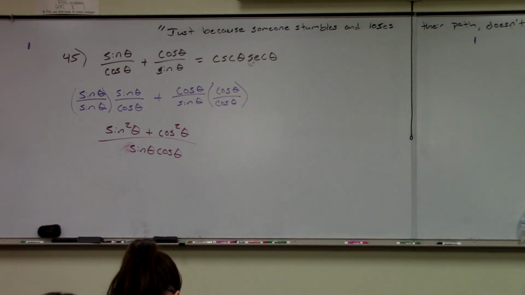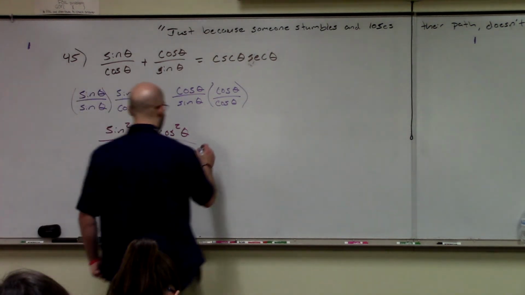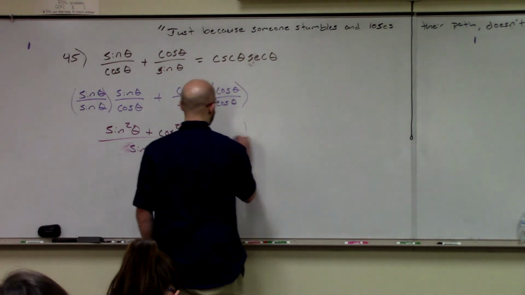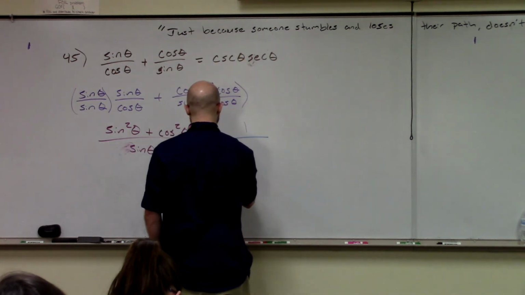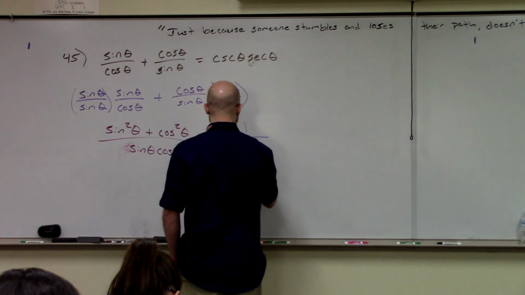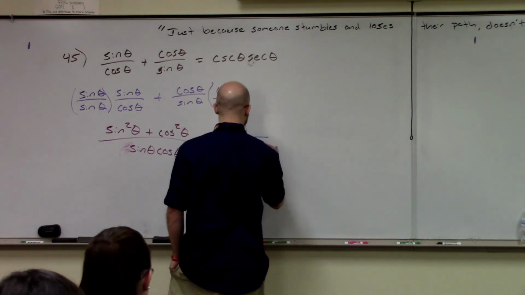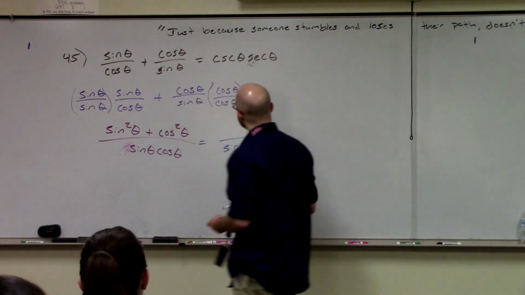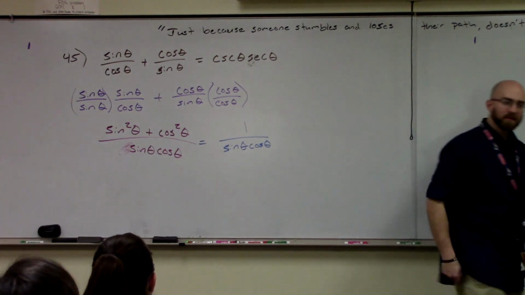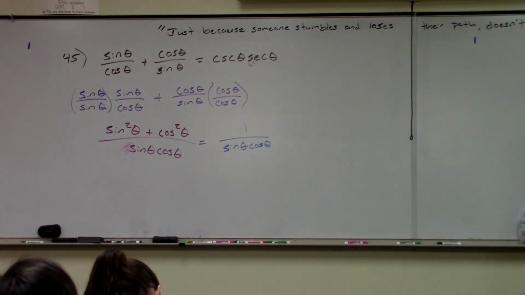What is sine squared plus cosine squared equal to? One. Let's go. Yay, we did all that to figure out 1 equals 1. Not done yet. How does that equal 1? Because of the Pythagorean identities.